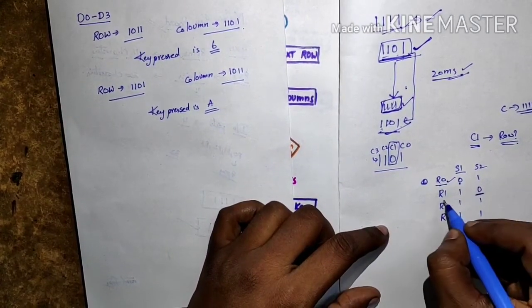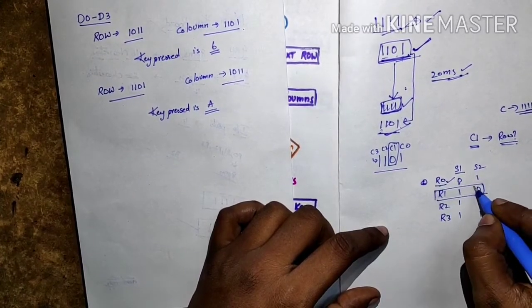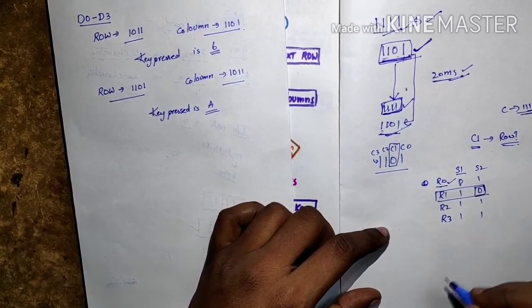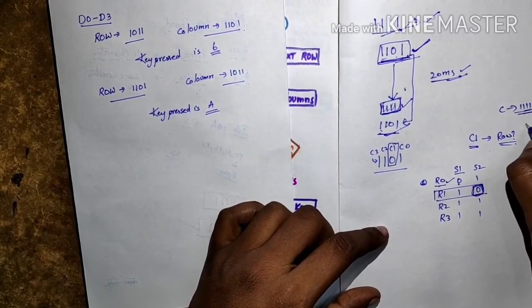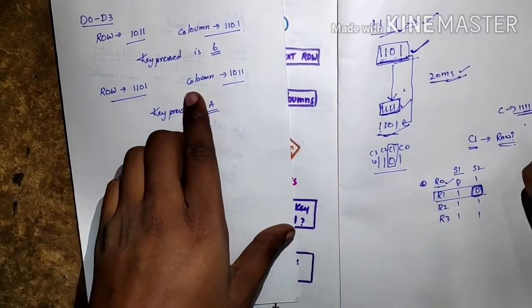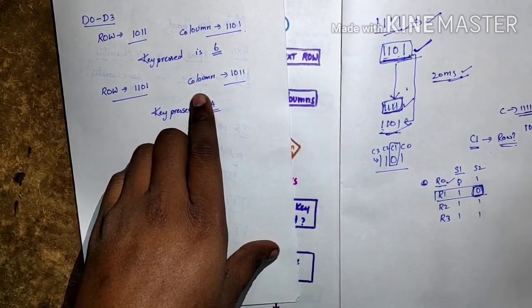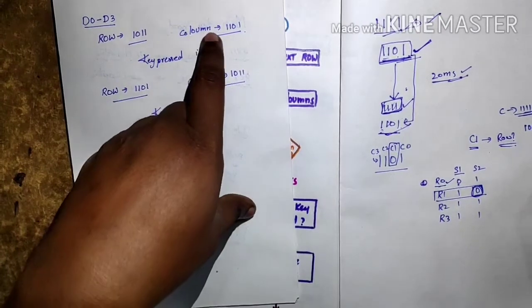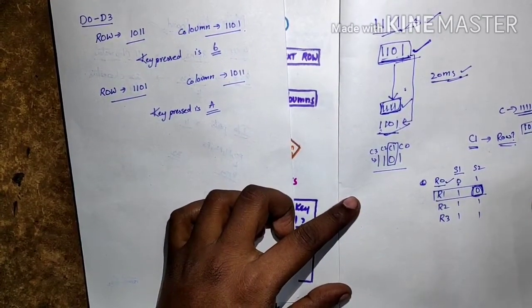Okay, so whenever R1 has been grounded, then what will happen? There will be a change in our column. So for A, the column will be changed as 1011. So there is a change in our column.